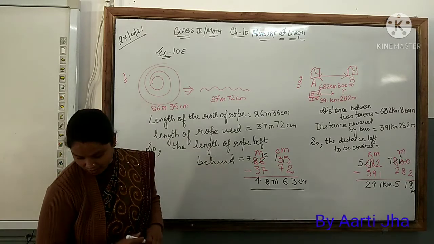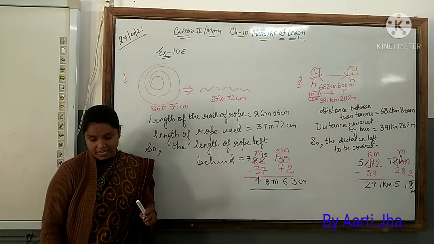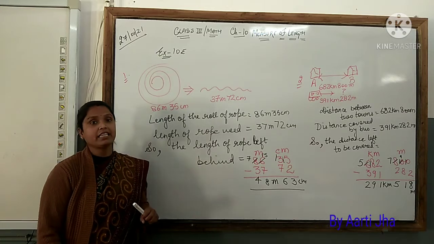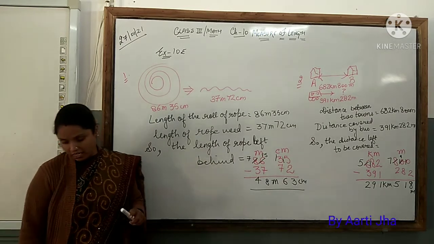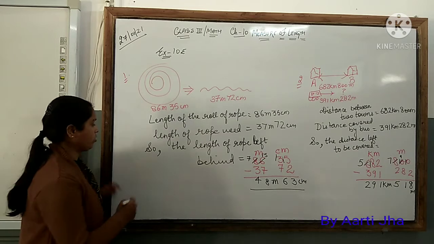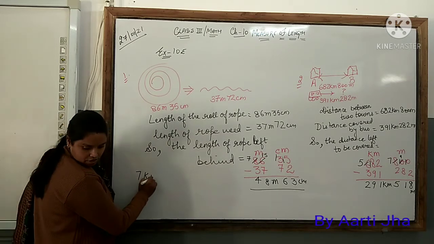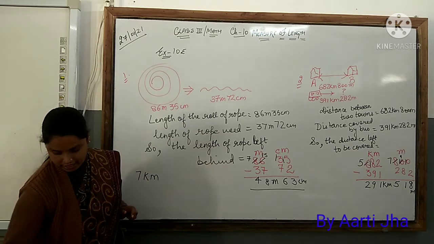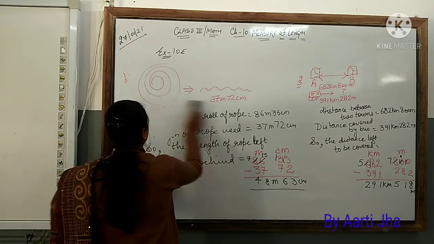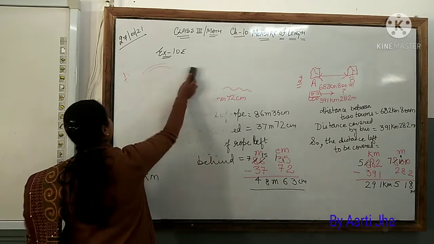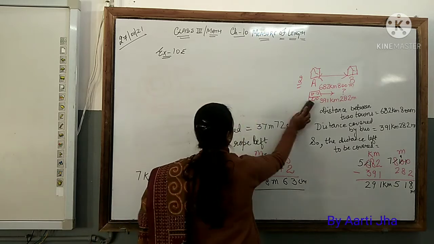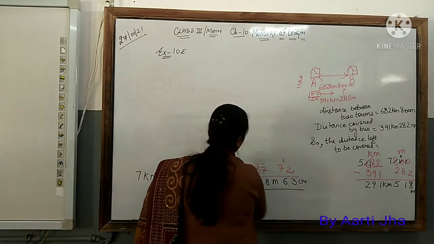Then, the question says 7 kilometer 600 meter. This is the distance in the morning. Okay, now in the morning you have this much, 7 kilometer and 600 meter. So for that, children, first I will be making the diagram, and then by that we will be able to understand it better.